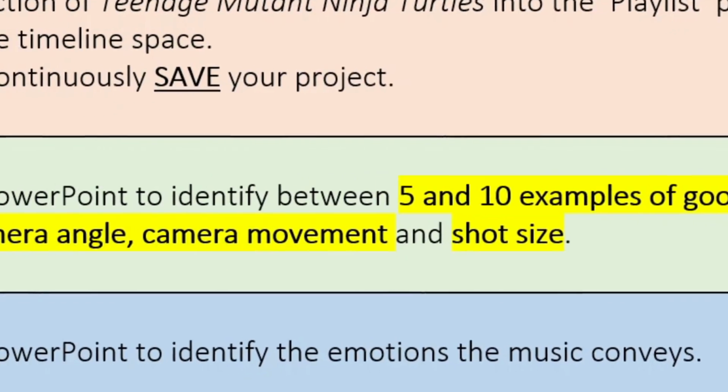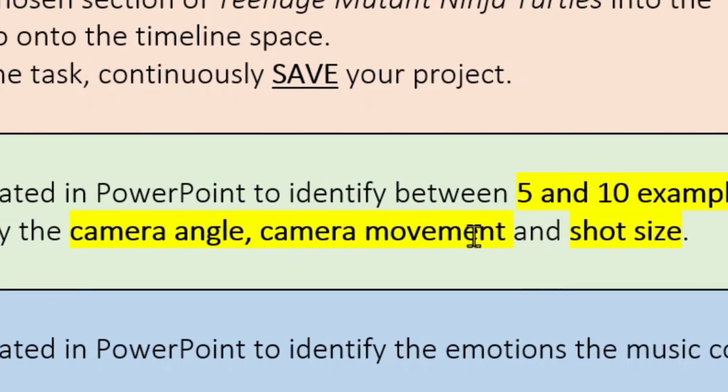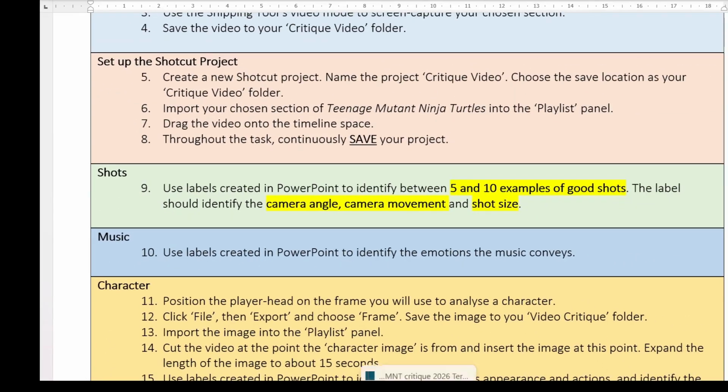Ideally, you want to identify the camera angle, the camera movement, and the shot size in that order in your labels. Some of the shots, though, won't actually have any noticeable camera angle or camera movement, in which case it's okay just to identify the shot size.